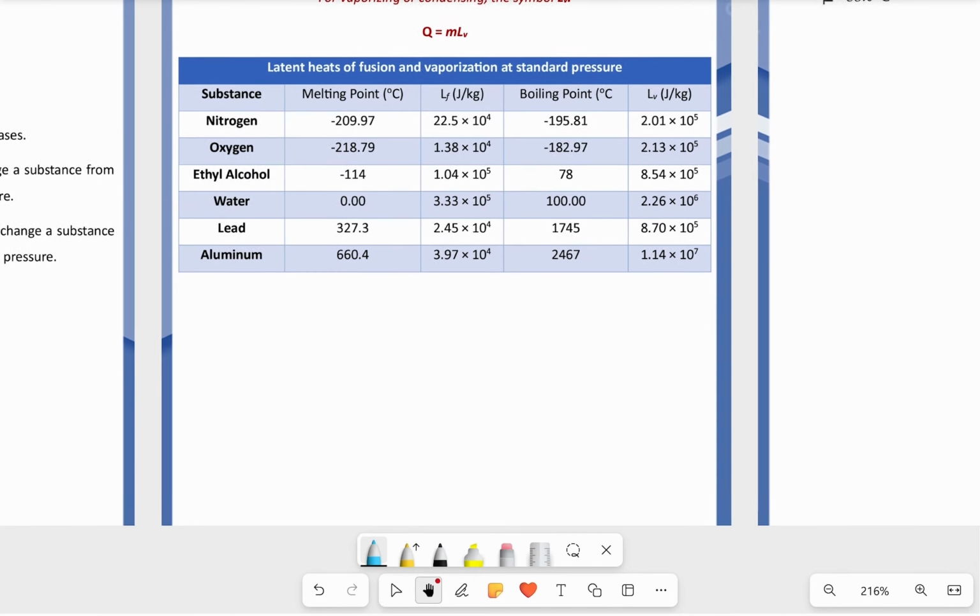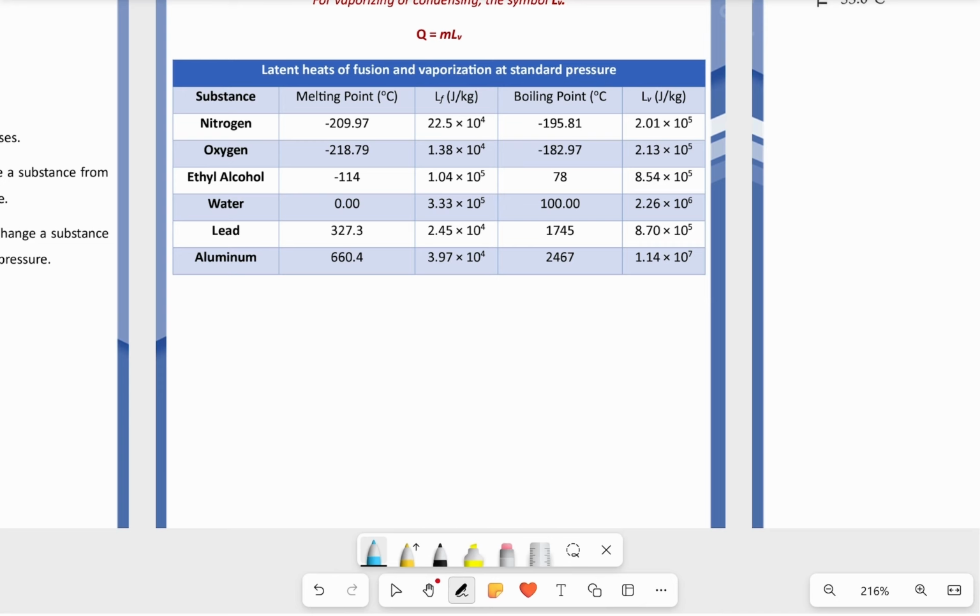Now we have latent heat for fusion and vaporization, of course, for some common substances. We have water at 0 Celsius. The heat of fusion is going to be 3.33 times 10 to the power of 5. This is basically the energy needed to break down the bonds of ice, okay, or water.